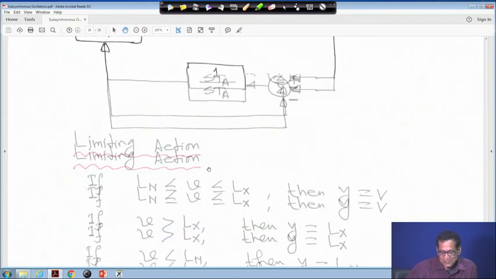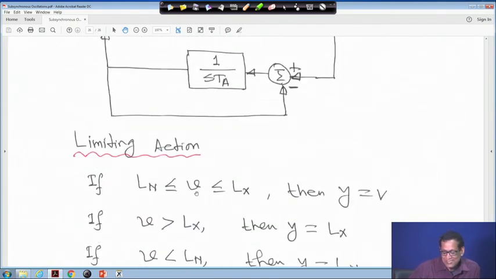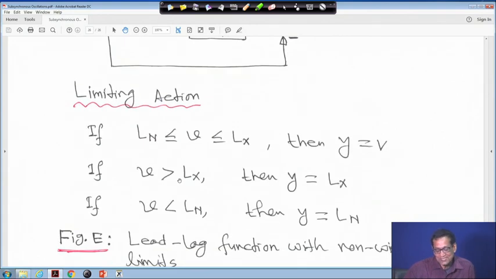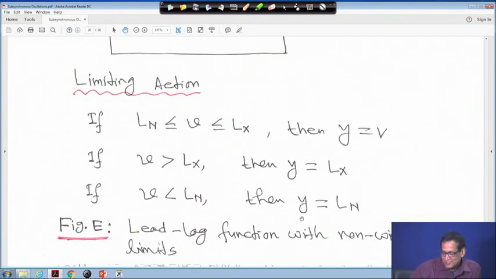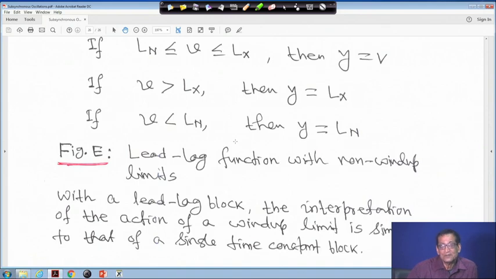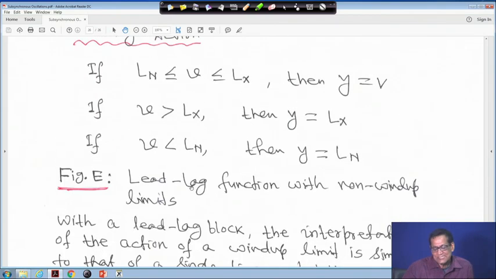So, the limiting action will be: if V is lying in between Ln and Lx, then y is equal to V, same as before. If V is greater than Lx, then y is equal to Lx, and if V is less than Ln, then y is equal to Ln. So, this is a lead lag function with non-Windup limits, but this expression looks like Windup limits, because we have made the thing simpler. With a lead lag block, the interpretation of the action of a Windup limit is similar to that of a single time constant block that we have seen before.